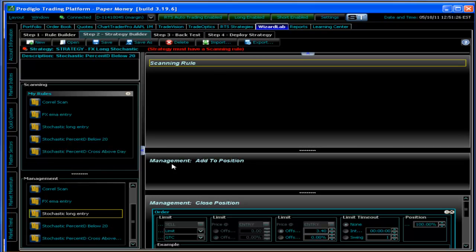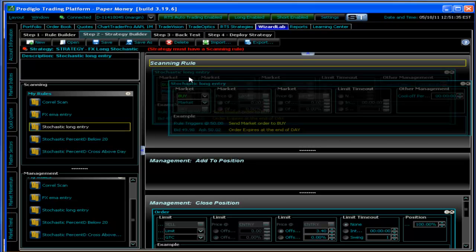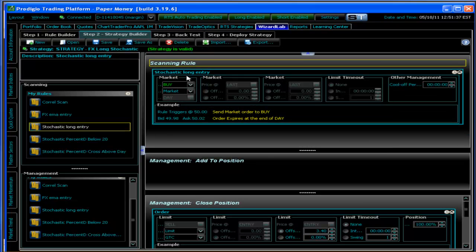There is a reason why we did this. We're making some changes to add more features, which is going to change things in the near future. But in the meantime, make sure you're pulling scanning rules from the scanning box up top. So here's the stochastic long entry.